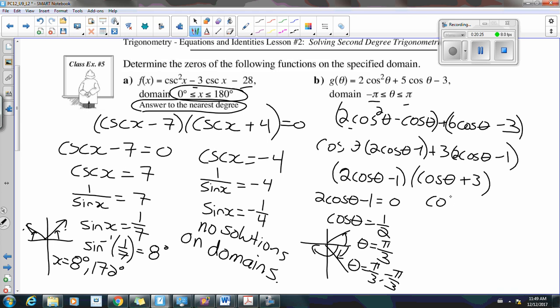Second factor. Cos theta equals negative 3. This has no solutions. Our minimum value of our cos graph is negative 1. It never equals negative 3. So this just has no solutions, no matter what domain you're solving on. So these two are your answers.